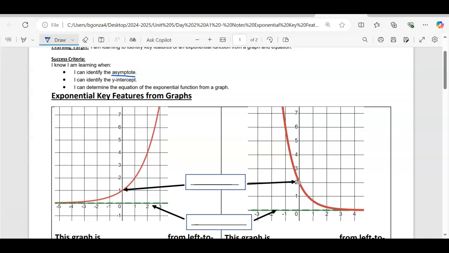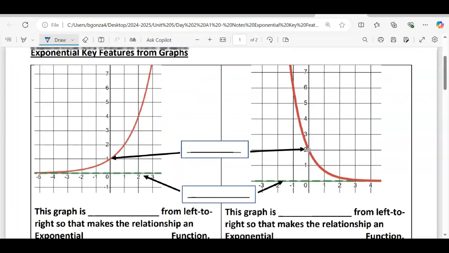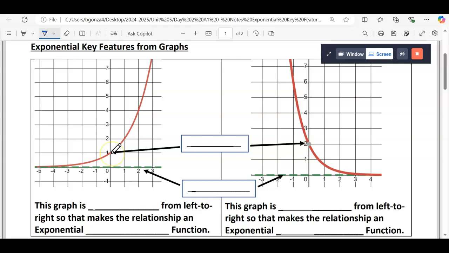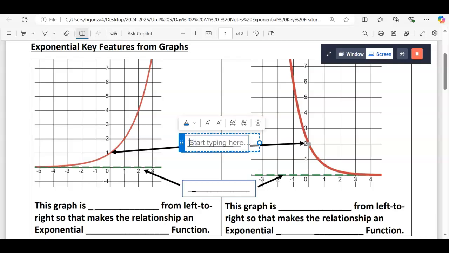Exponential key features from graphs. You need to fill this in. I'm going to type it because my stylus is acting up on me. What do you call this point right here on this axis? What's the name of it? Thank you so much for answering my question. Next person needs to answer it over here, right? Y-intercept. So write that down. I'm typing it, you're writing it, because this is the y-axis, right? Y'all know that?